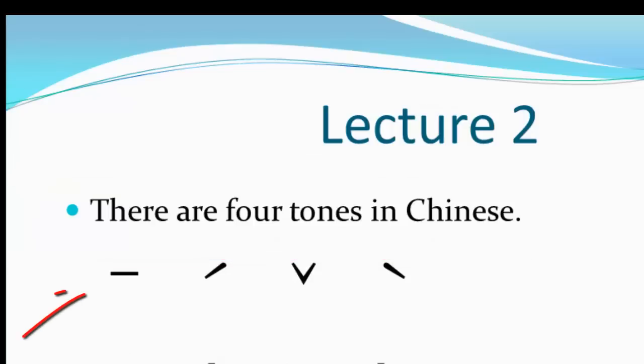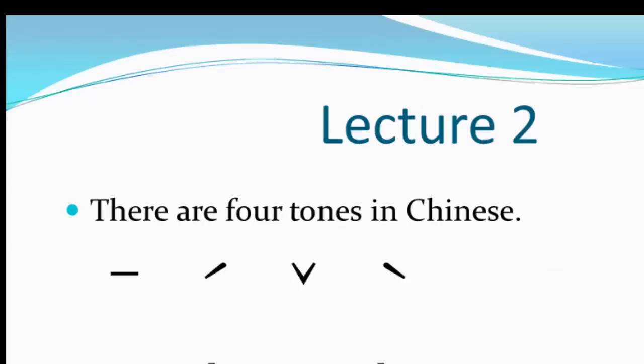The first tone is a short line starting from the left, pointing to the right. The second tone is a line starting from the bottom left corner, pointing to the top right corner. The third tone, we haven't met it before. It looks like a letter V. The fourth tone is a line from the top left corner, pointing to the bottom right corner.